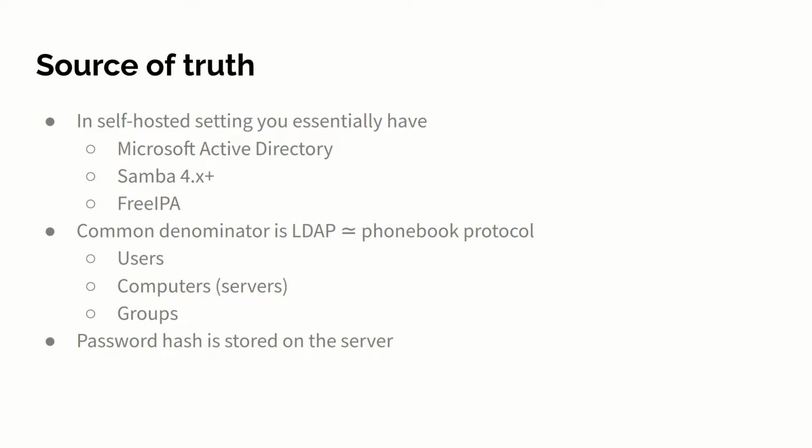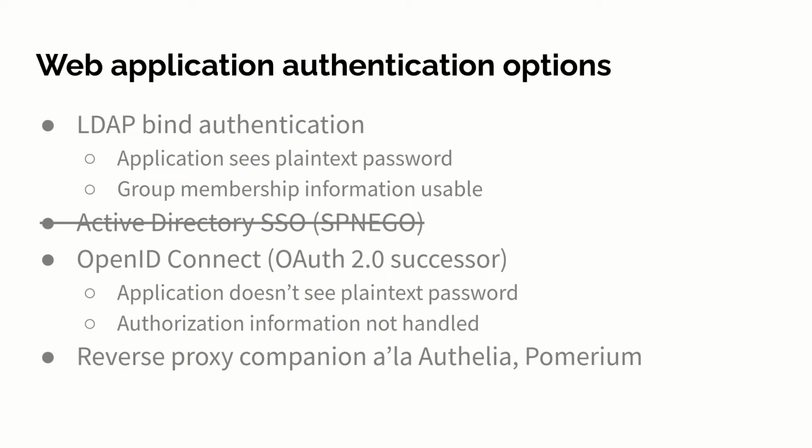And the common denominator between all of these three is the lightweight directory access protocol, which essentially is a phone book protocol. So with LDAP, you can look up user information, you can look up computers, you can look up groups. Now, in case of all of these three, the password hashes are stored on the servers where the software runs, and the access controls usually are implemented as groups. Now, of course, LDAP is a really old protocol, so it doesn't know anything about web. And the question is, how can we make web applications interact with a LDAP server?